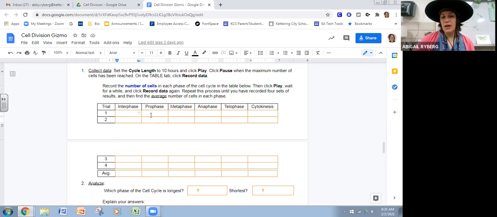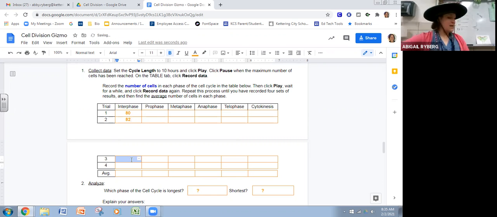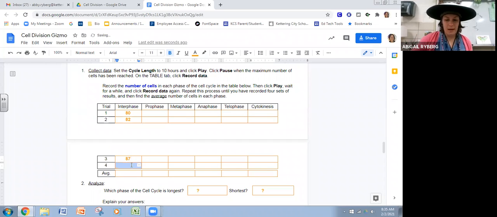So let's imagine for interphase, I'm going to go with my numbers because I just made them up and did the math. So let's say for trial 1, you get 80 cells in interphase, and then 82, and then 87, and then 81. And again, all these numbers you'll actually get from your Gizmo. The one thing you will have to calculate is the average. So just as a reminder, to find the average, you're going to add up these 4 numbers and divide by 4. And I got 82.5.